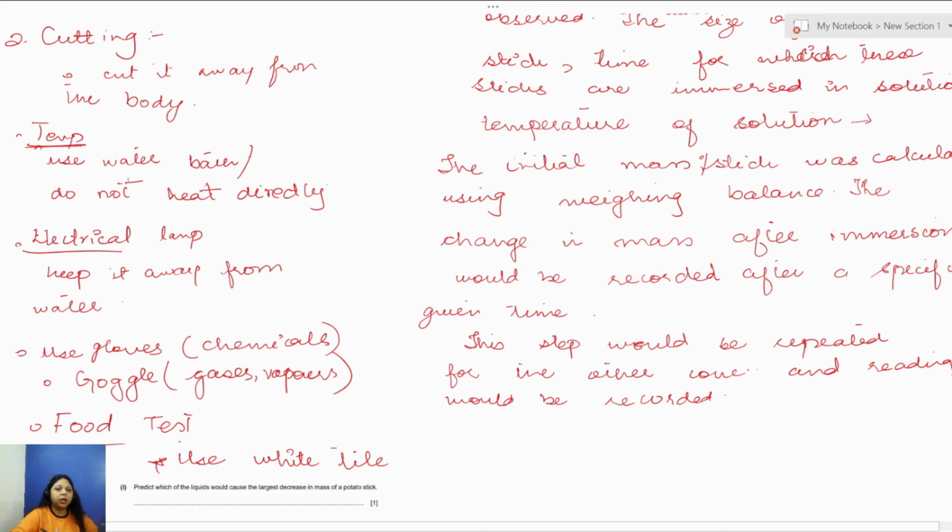Why do we use white tile? So that we can easily observe the color. Okay. Have you got it? How to attempt a 6 mark question in the ATP?